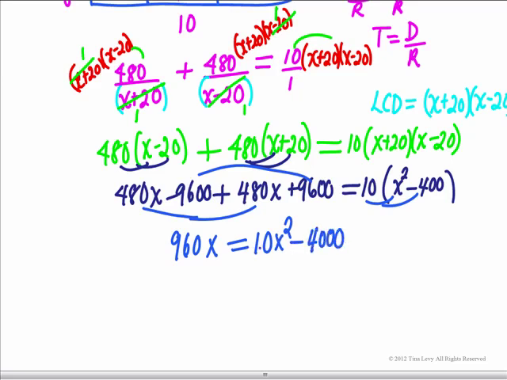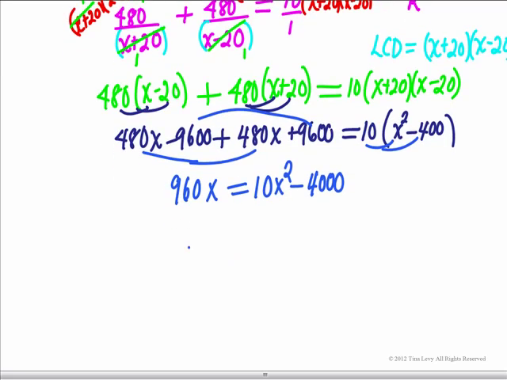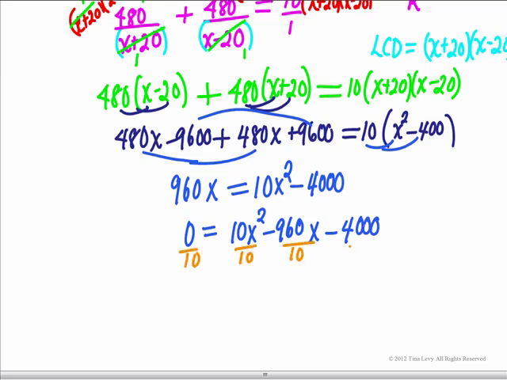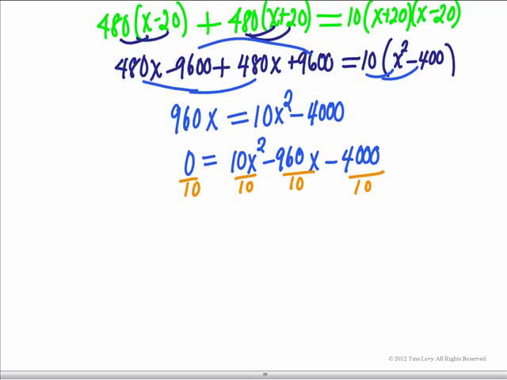The minute I see an x squared, a quadratic, I get everything equal to 0. So I'm going to subtract that 960x. So I'll get 0 is 10x squared minus 960x minus 4,000. I would not factor here because you can divide each term by 10, which will make it an easier problem. Doing that, we get that 0 is x squared minus 96x minus 400.